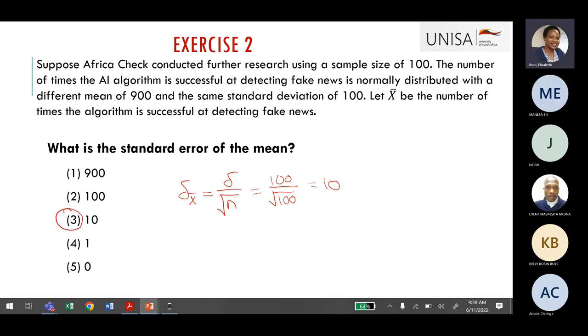Some of these things are easy and quick to calculate and answer. You just need to know the basic things. You just need to make sure that you are able to identify what is given in the question and substitute into the formula.